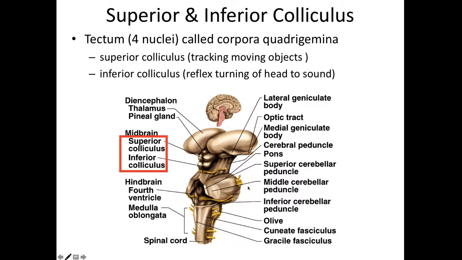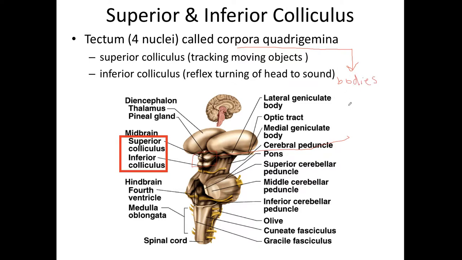Okay, so I promised a description of the tectal bodies. The tectum consists of 4 nuclei called the corpora quadrigemina. Let me grab my pen here. This whole thing that I'm boxing up is the corpora quadrigemina. Corpora means bodies.